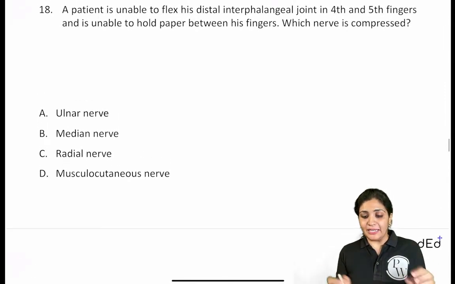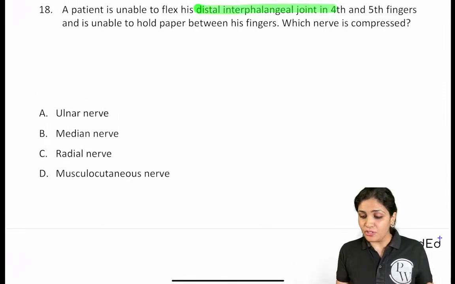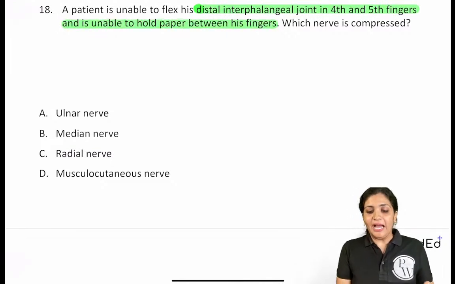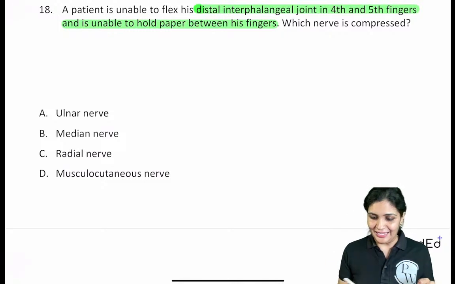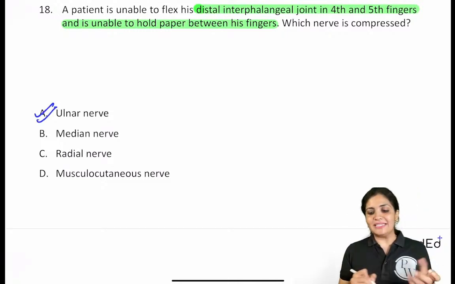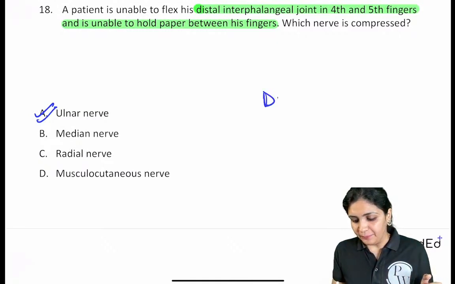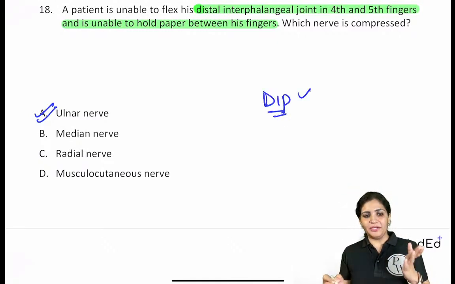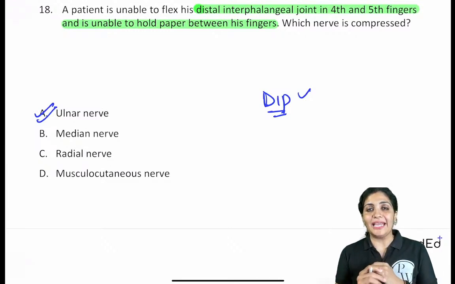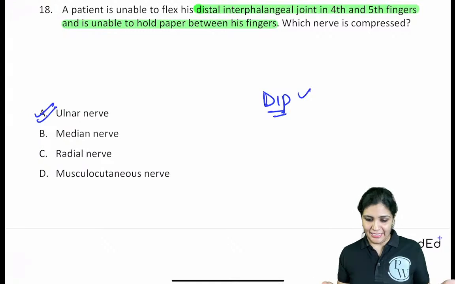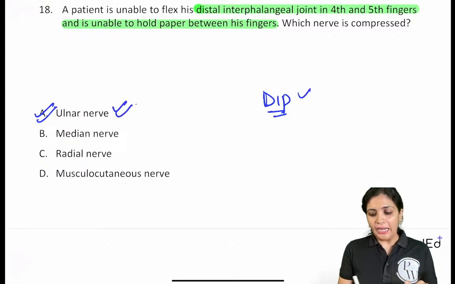Next question. A patient is unable to flex his distal interphalangeal joint in the fourth and fifth fingers and is unable to hold the paper between his fingers. I know you all can answer this with ease. He's unable to flex the distal interphalangeal joint, that is your DIP. Flexion is not possible at the DIP, which means it has been in extension. And he is unable to hold the paper, that is your CAT test. So here the damage is to your ulnar nerve.